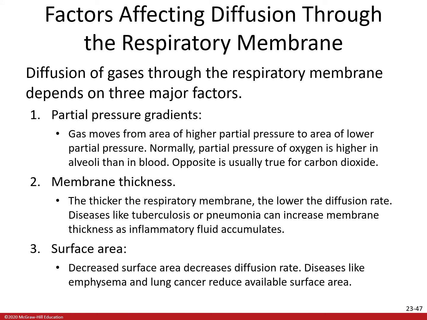Okay, so some factors affecting diffusion through the respiratory membrane. Diffusion of gases through the respiratory membrane depends on three major factors. The first is partial pressure gradients, and we've talked about what partial pressure is. The second is membrane thickness. The thicker the respiratory membrane, the lower the diffusion rate will be, which makes sense because it's just going to be harder for those gases to be able to go through.